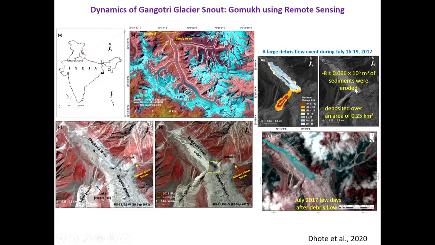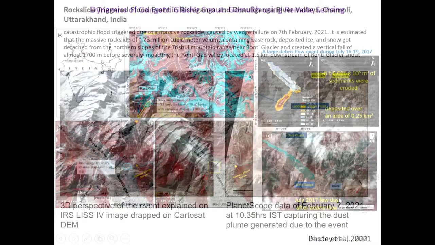There was around 8 times 10 to the power 6 cubic meters, or 8 million cubic meters, of material eroded, which is deposited over a 0.25 square kilometer area downstream, which has blocked the Gomukh region. This study we have done has been published in the Geomorphology journal.